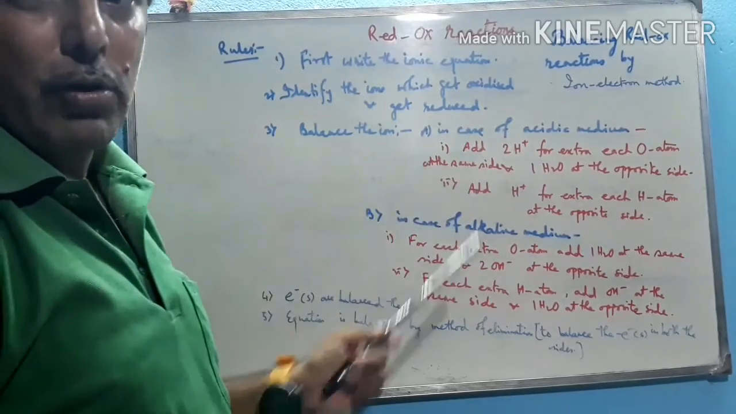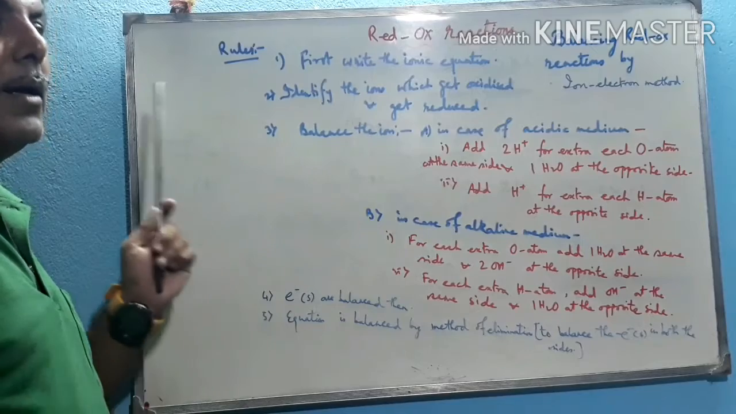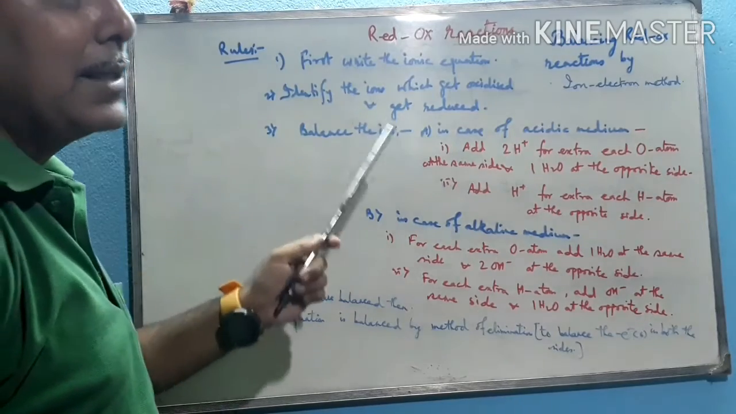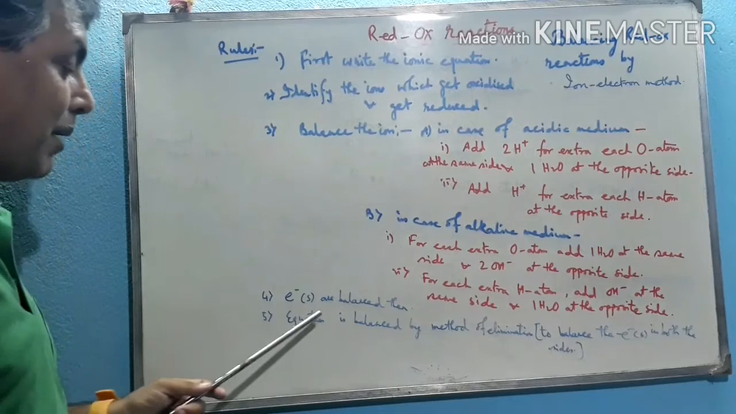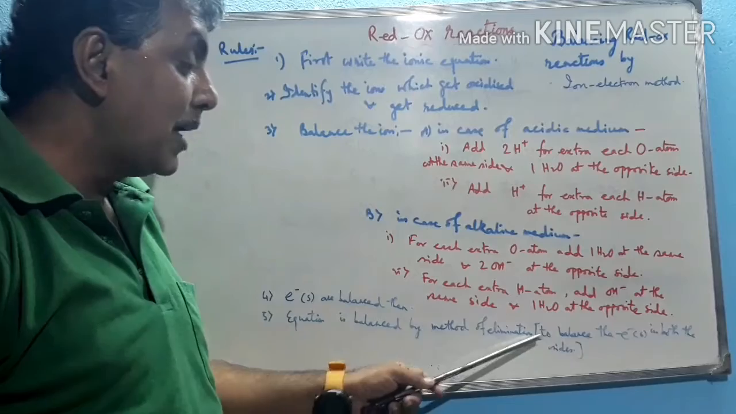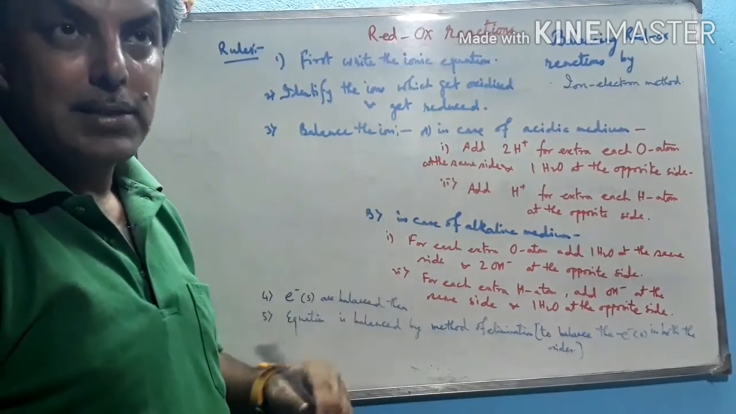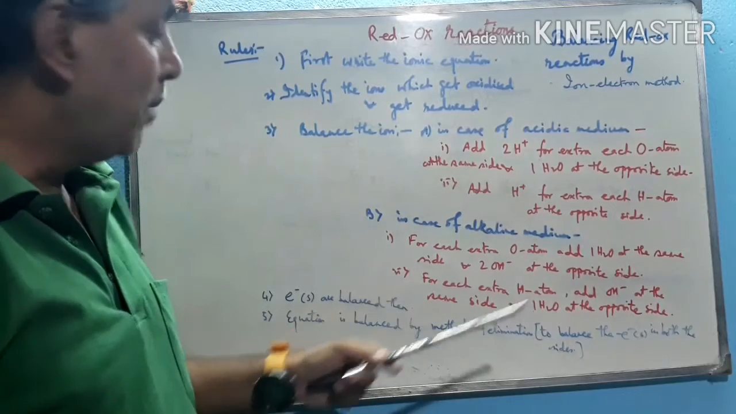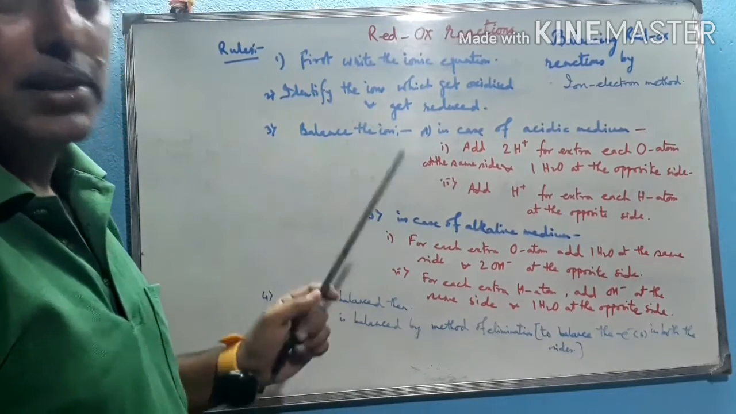So you have to balance the electrons on both sides. Once electrons are balanced, you balance by writing left hand side and right hand side, finding the value of x. Our equation is balanced by the method of elimination to balance the electrons on both sides. So now we have to balance the number of electrons on both sides. By using the method of elimination, we can balance the equation in this method.